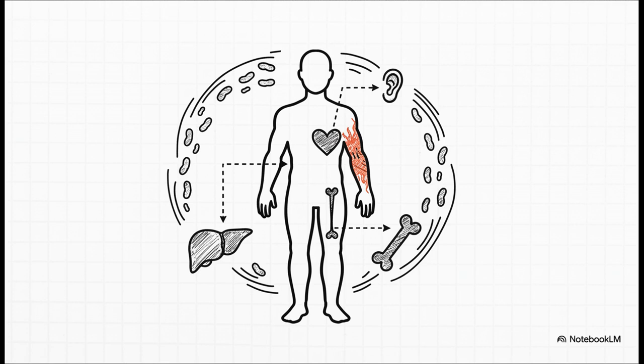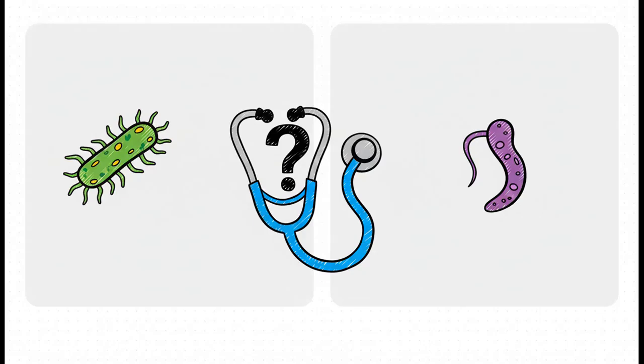When it goes invasive, we're talking bacteremia, liver infections. It's almost always in patients who are already vulnerable. Think people with underlying liver disease, cancer, or diabetes. It's a classic opportunist. And this is where things get really tricky for the clinicians.